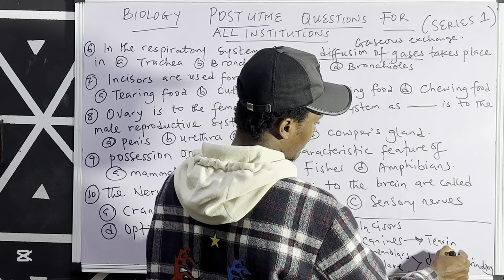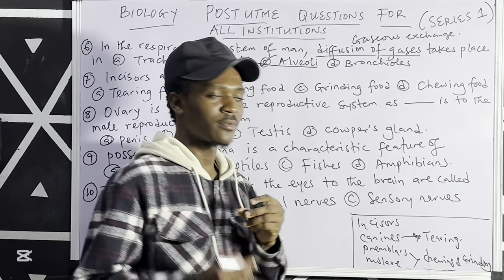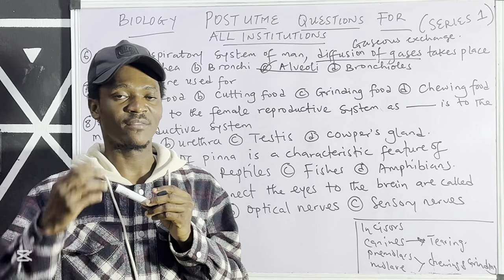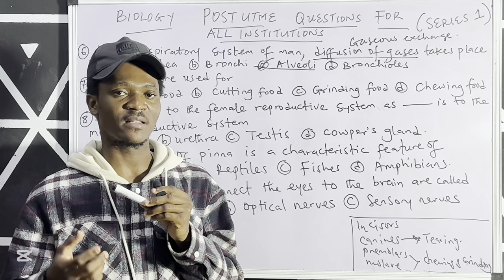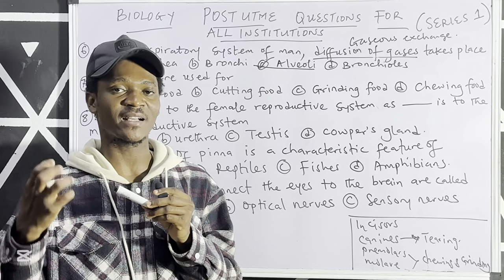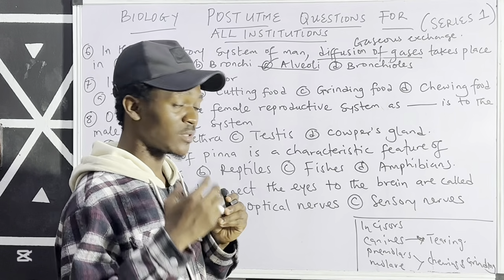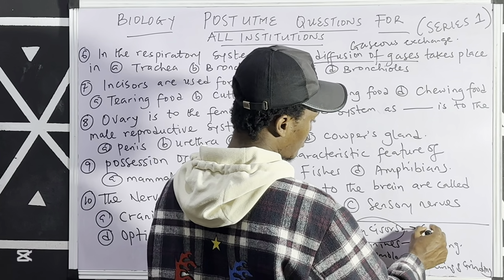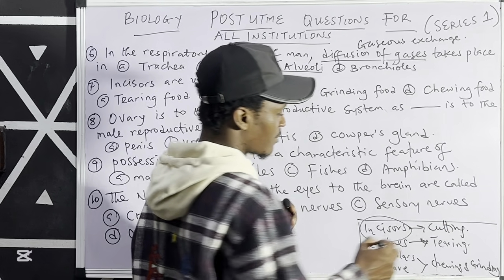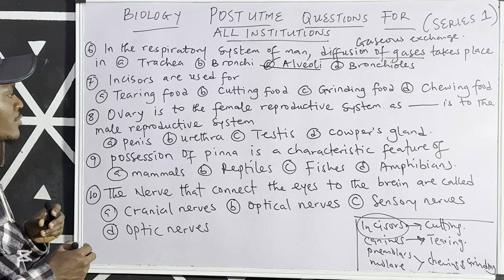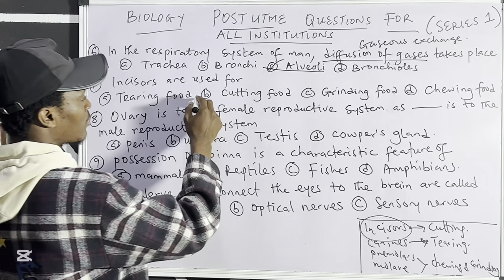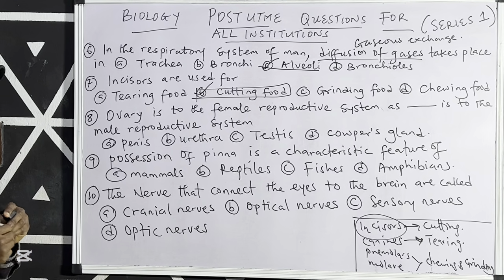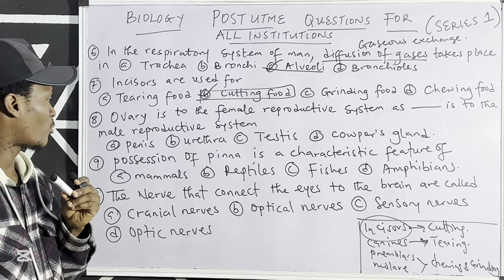That's why if you check those carnivores, they have these strong canines that they use for tearing. They use them to attack their prey, all right, to tear their prey. Then while incisors, they are used for cutting. So the work of incisors is for cutting. So they say incisors are used for cutting of food. So the correct option is option B. Then ovary, question 8.